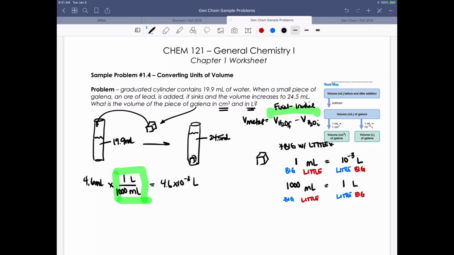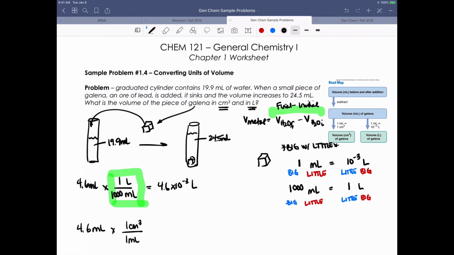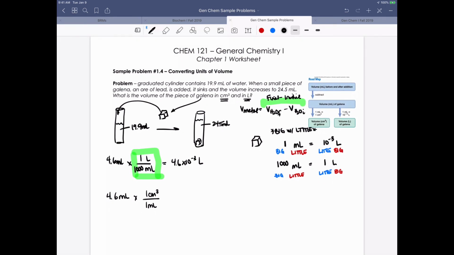All right, more quickly now, moving on to the second part of this problem, which is to convert this 4.6 milliliters into cubic centimeters. This utilizes a unit conversion that's going to be an important one for us to walk between volume in milliliters and volume in terms of a cubic length. So 1 milliliter is 1 cubic centimeter. And this also is important because this is unique specifically to water.